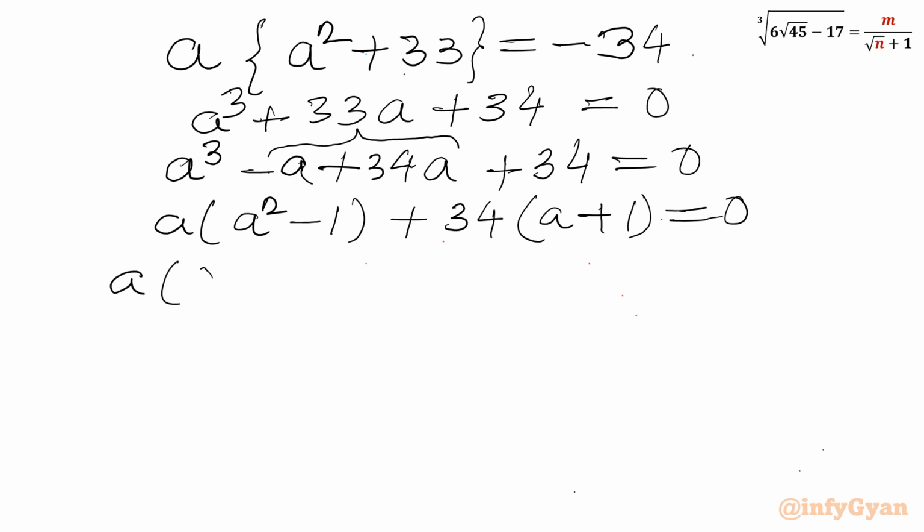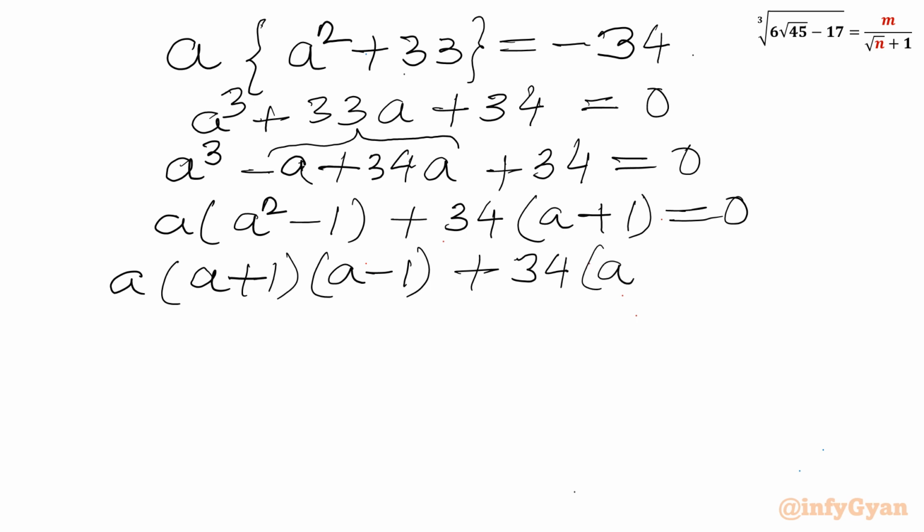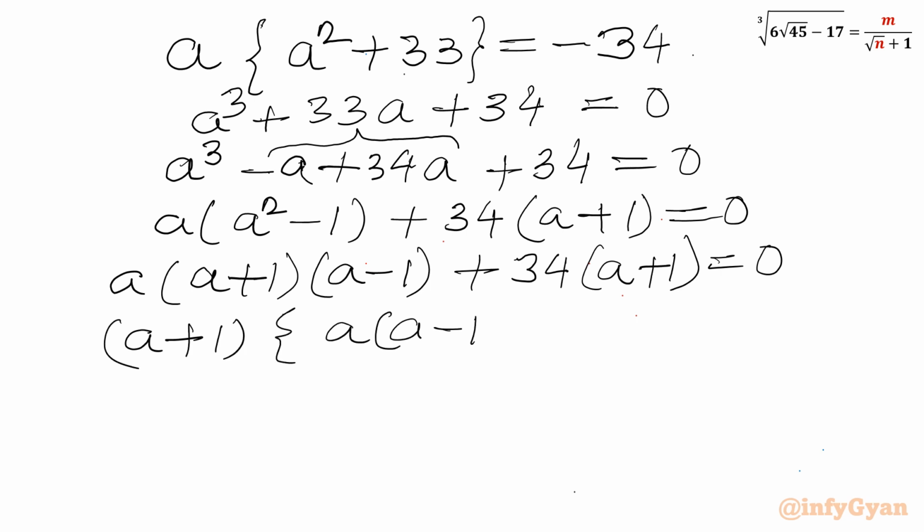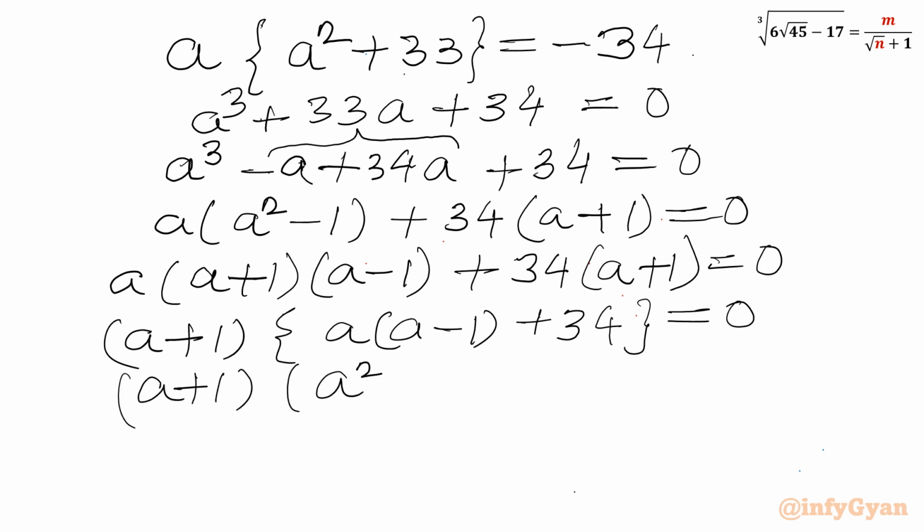Now the difference of two squares formula is on. (a plus 1)(a minus 1) plus 34(a plus 1) equal to 0. Now a plus 1 is common overall, so we can write here (a plus 1) times (a(a minus 1) plus 34), RHS 0. Now I will write (a plus 1) times (a square minus a plus 34) equal to 0.